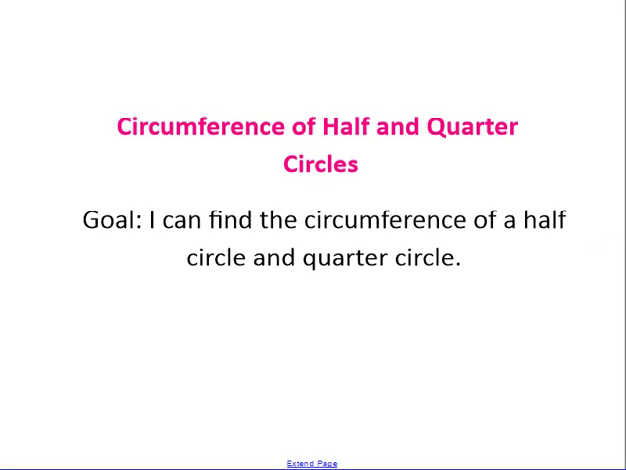So in this video, we are still talking about circumference, but this time we're going to talk about circumference with half circles and quarter circles, okay? And those call for a different formula, just like area calls for a different formula with half and quarter circles. So your goal is: I can find the circumference of a half circle and a quarter circle.